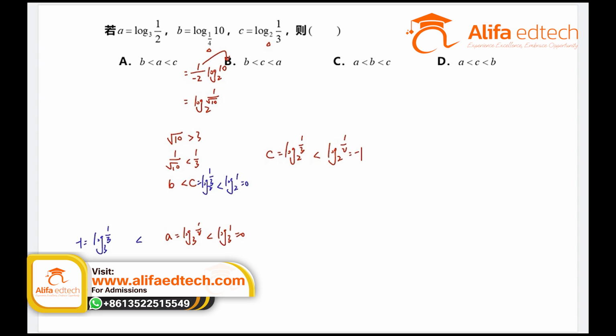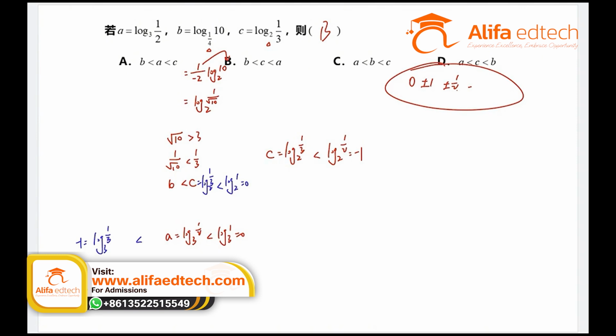And then it's less than a, so b is less than c is less than a, which means we're choosing option b. So in this process, if the bases and arguments are different, we often look for values like 0, plus or minus 1, and occasionally plus or minus 1/2, and so on, using these intermediate values and the transitivity of inequalities to help us solve the problem.